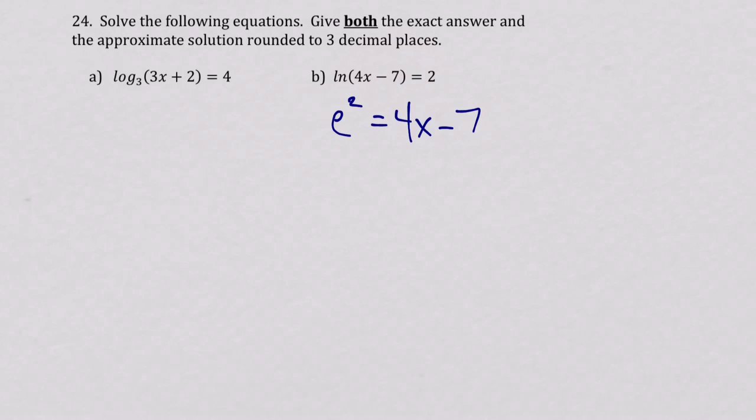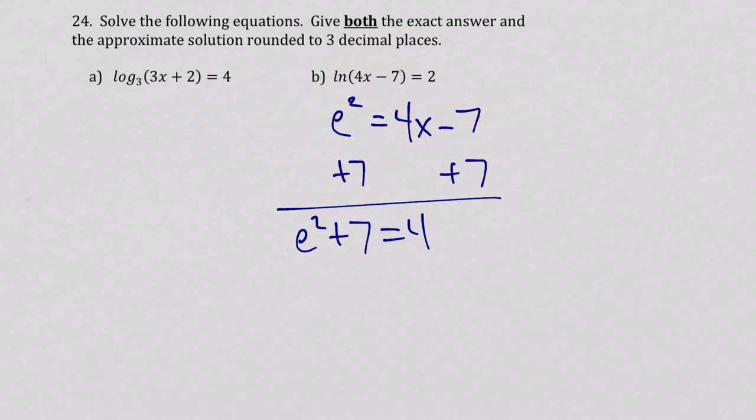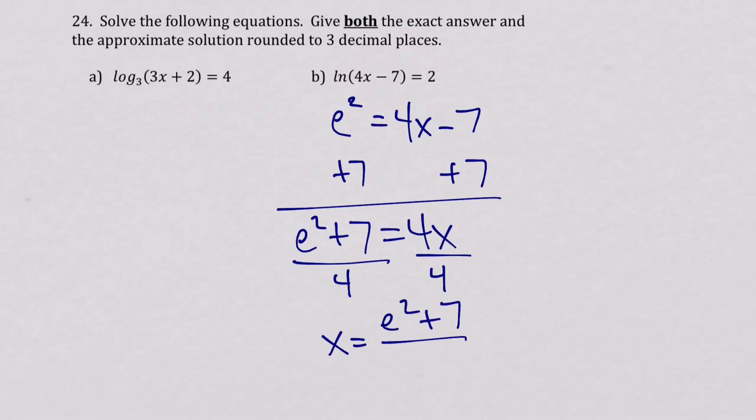What I'm going to do is add 7 first. So it's e squared plus 7 equals 4x. And then I'm going to divide by 4. So there it is. X equals e squared plus 7 over 4. That is the exact answer.